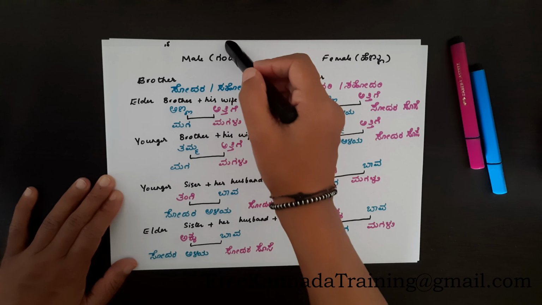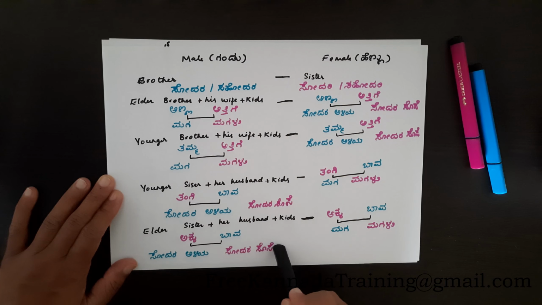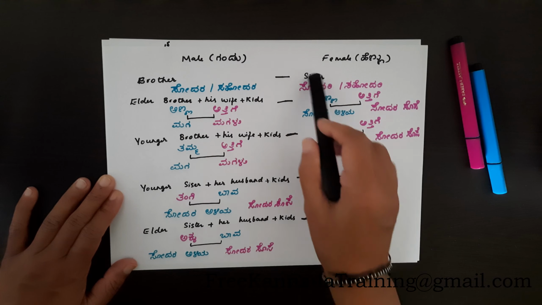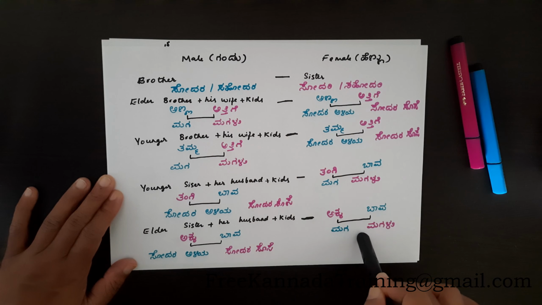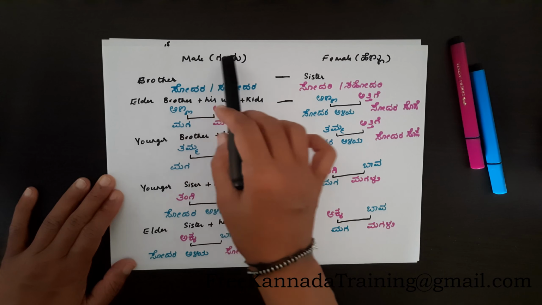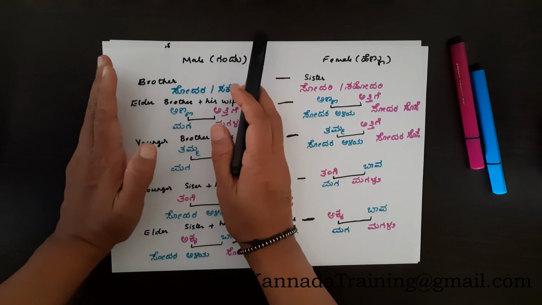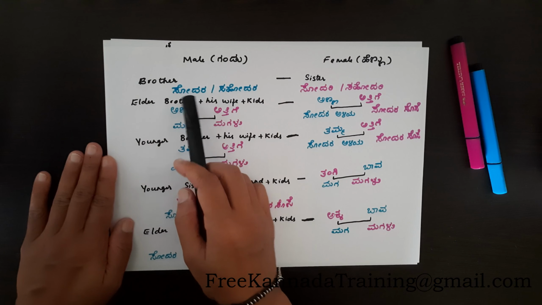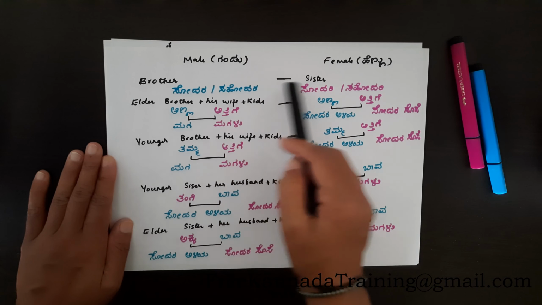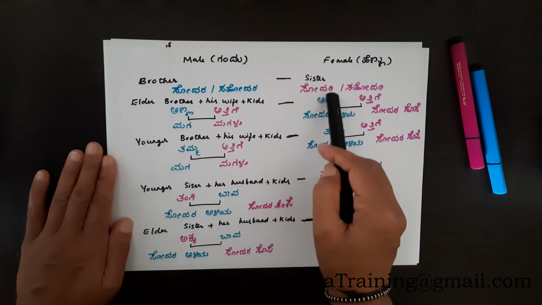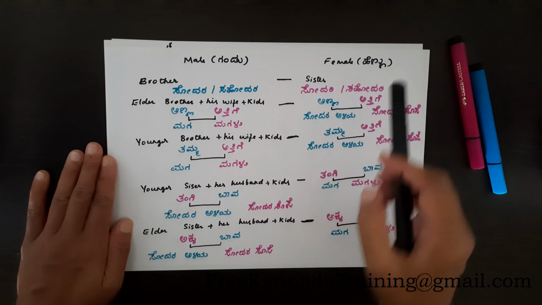So, this side all brothers related and this side is sisters related. I will be explaining. Male is Gandu in Kannada, female is Hennu. So, brother side, brother is Sodara or Sahodara. Sister is Sodari or Sahodari.